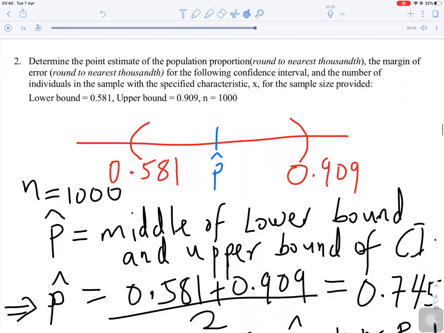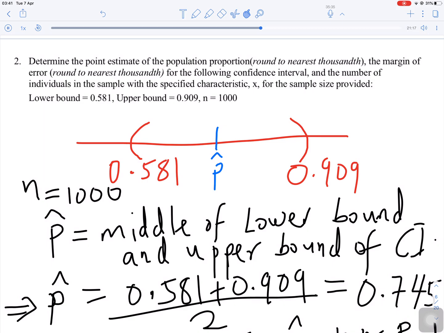Now question 2. It says determine the point estimate of the population proportion, that is 1. The margin of error, 2. Then for the following confidence interval, and the number of individuals in the sample with the specified characteristic X for the sample size provided. So we are looking for 3 things: the point estimate, the margin of error, and then the value X, that is the number of people who have a characteristic of interest. Now we are given the lower bound.